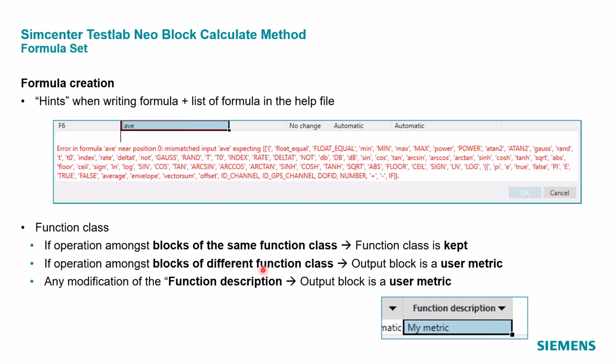If the operation is on blocks of different function classes, the output is changed to user metric. So if I'm trying to do some math where I'm maybe dividing orders and overall levels, or maybe adding several different sound quality metrics together, if those function classes are different, it's going to change the output block to be a user metric rather than keeping the input function classes. If I modify the function description in the formula, it's also going to call it a user metric.